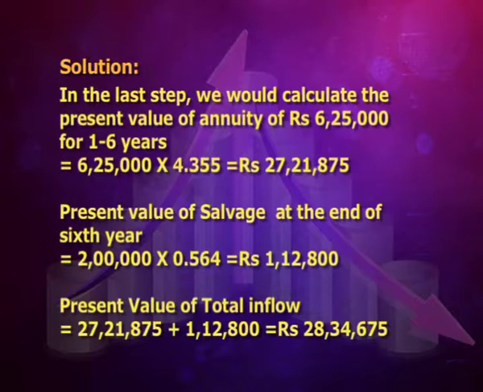and the cash flow after tax would be 6,25,000. In the last step, we calculate the present value of the annuity of rupees 6,25,000 for 1 to 6 years, because the annuity is the same for the first 6 years, which is multiplied by the table value 4.355, and it gives 27,21,875. The present value of salvage at the end of the 6th year is multiplied by the 6th year factor, that is 0.564, and it gives 1,12,800.